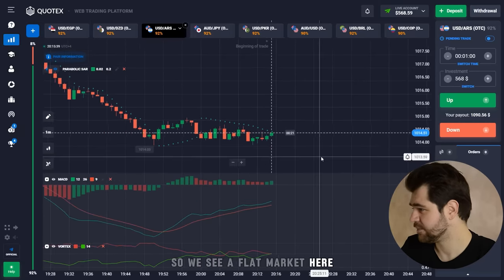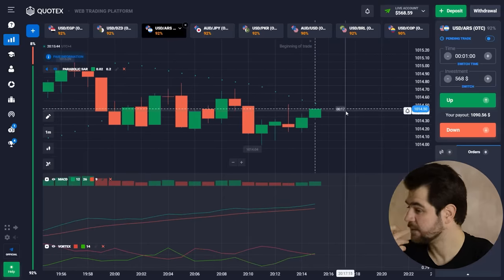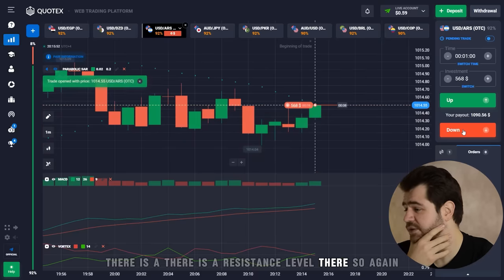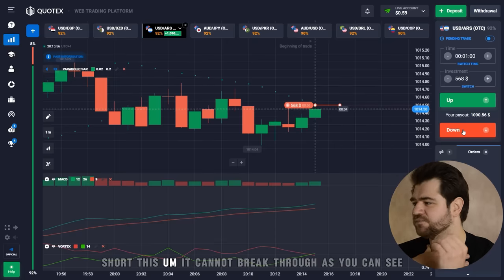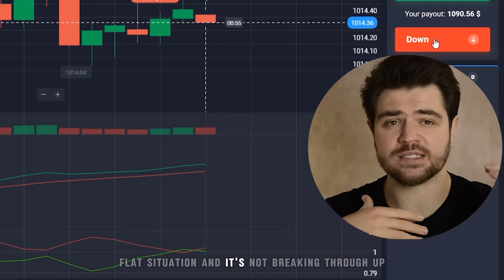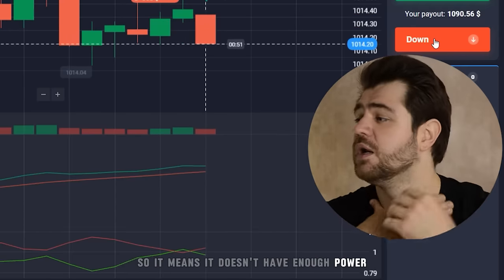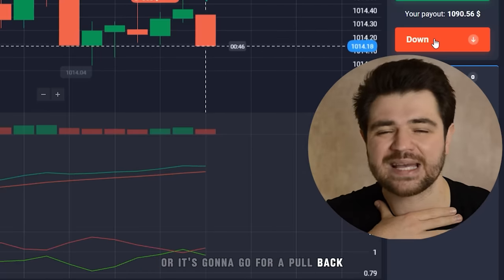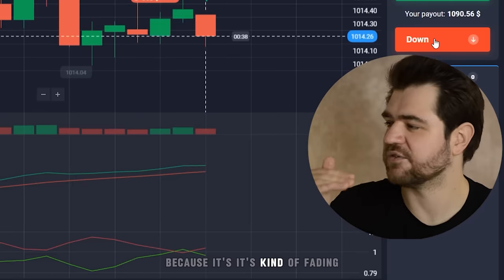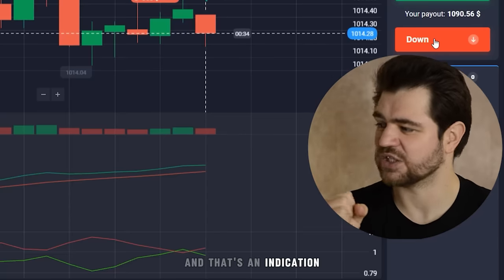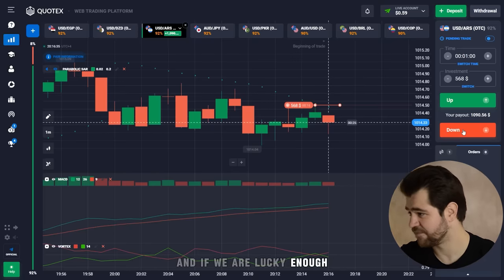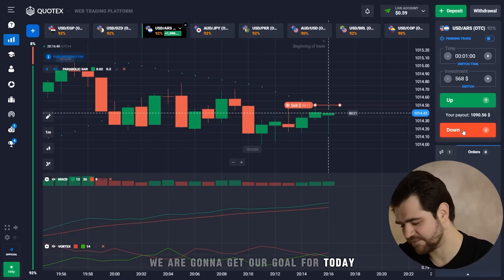Okay, so we see a flat market here. And we can guess. There is a resistance level there. So again, short. It cannot break through, as you can see. It's in this flat situation, and it's not breaking through up. So it means it doesn't have enough power. Or it doesn't have enough power yet, or it's gonna go for a pullback, or it would break through already. So we're going with the short because it's not doing anything, because it's kind of fading. And that's an indication that it doesn't have enough power yet. So hopefully we can profit from this situation, and if we are lucky enough, we are gonna get our goal for today. Let's wait and continue.